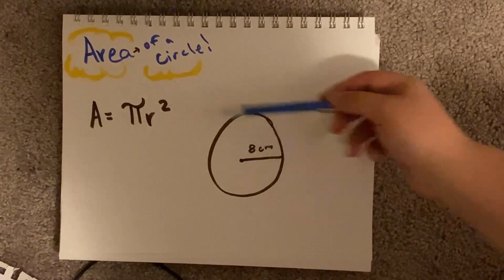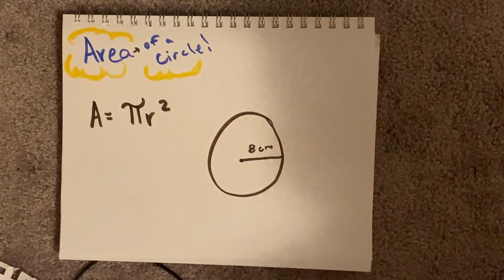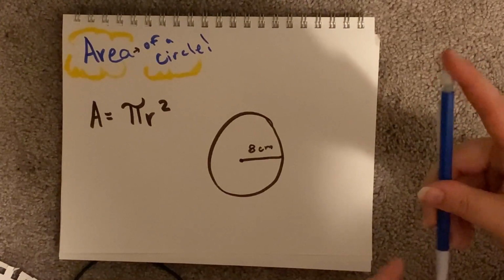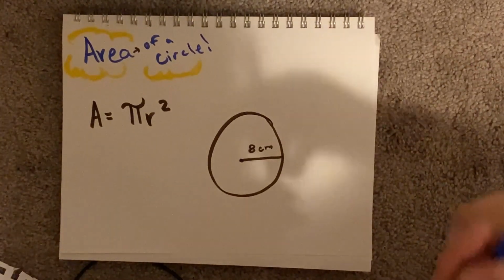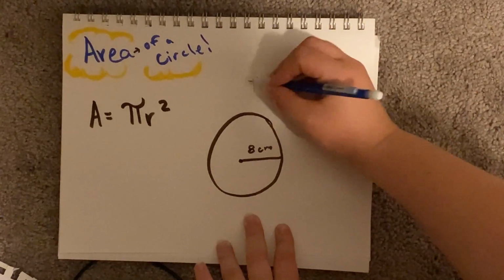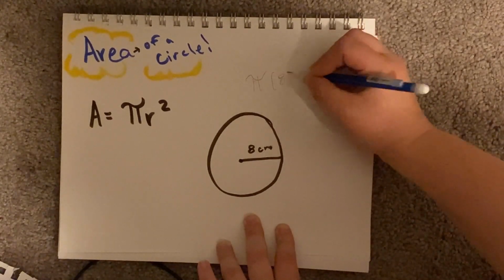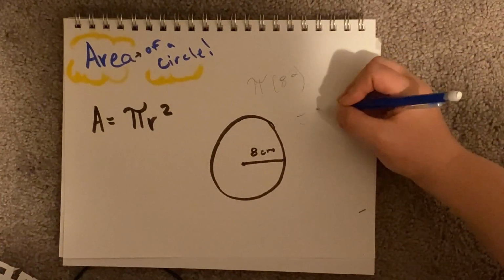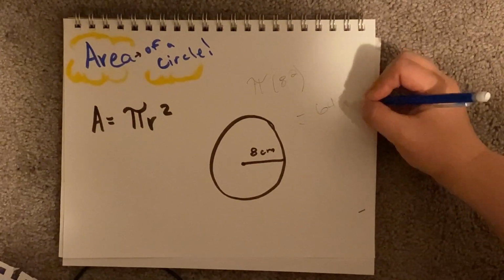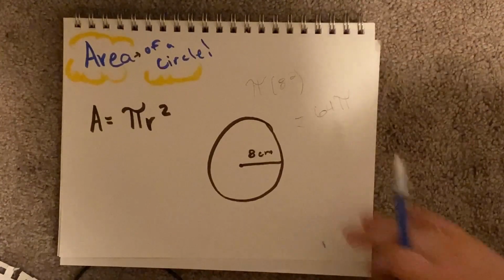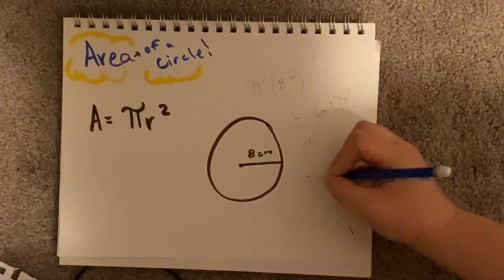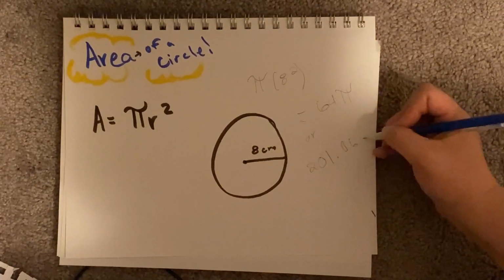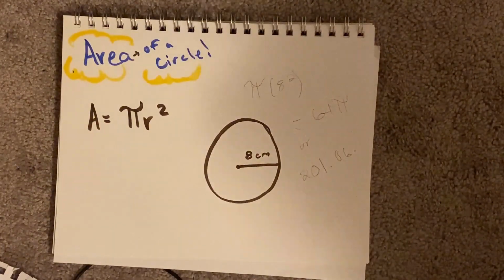But in this case, pi times 8 squared, if we do our math, would actually be, let's write down that formula. It would be pi times 8 squared equals either 64 pi, because 8 squared is 64, or if we do our decimal place, it's actually 201.06 continued. And that's how you find the area of a circle.